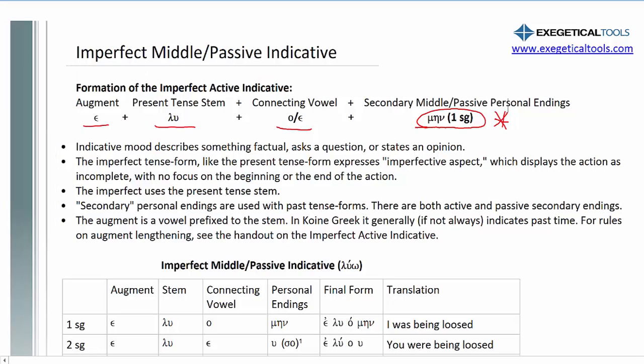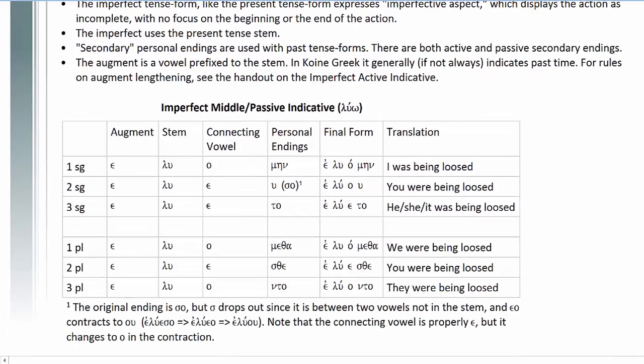Remember, we're still in the indicative mood. It describes something factual, asks a question, or states an opinion. We're still in the imperfective aspect, so that means we're portraying the action as if it were unfolding before you, or it's an internal viewpoint to the action. Remember, like you're standing on the sideline of a parade, seeing it, you're in the midst of the action. We're also still using that augment, as we said, and it generally indicates past time, but not always. So if you need to review the rules on the augment, go back to the imperfect active indicative.